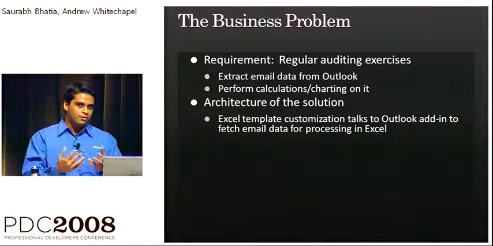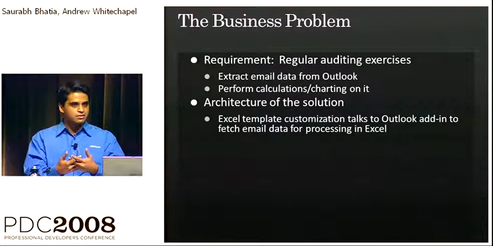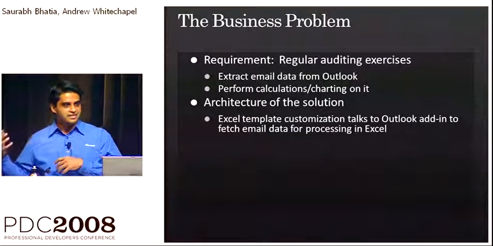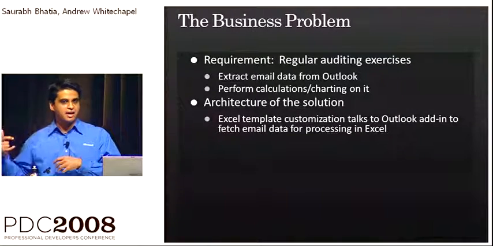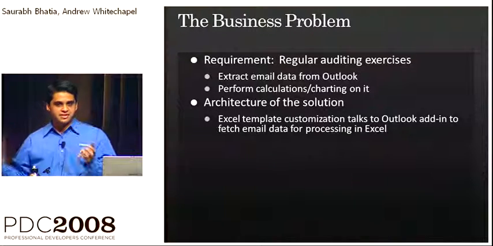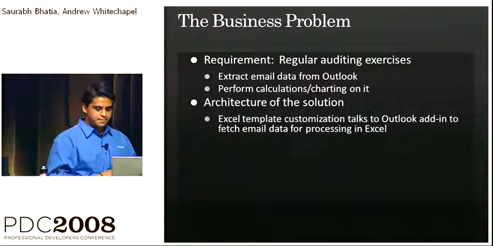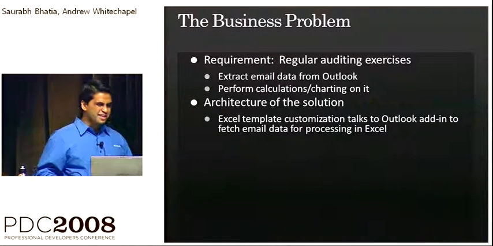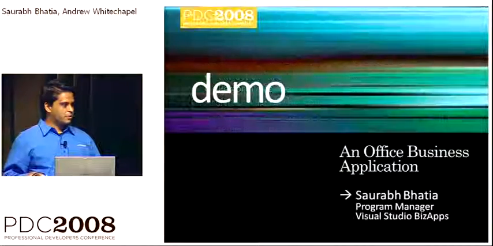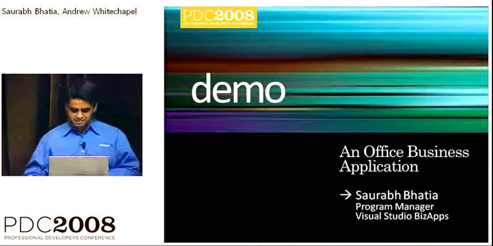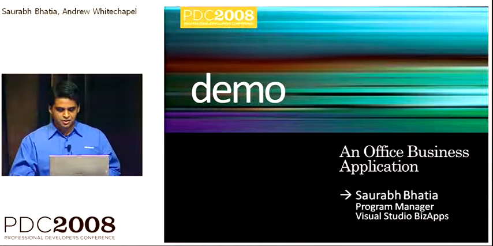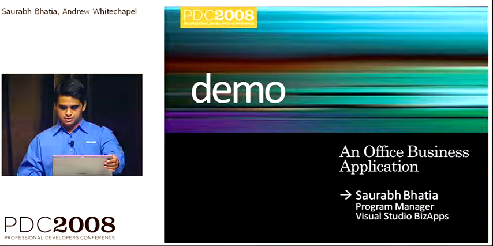So there's going to be an Outlook add-in that runs inside Outlook, collects the data, and there's an Excel template that pulls that data in from Outlook. And once it's in Excel, you can perform whatever calculations you want to do in it. So let's take a quick look at what it really looks like, right? What is the business problem we are trying to solve here? I'm going to just switch over to this machine.